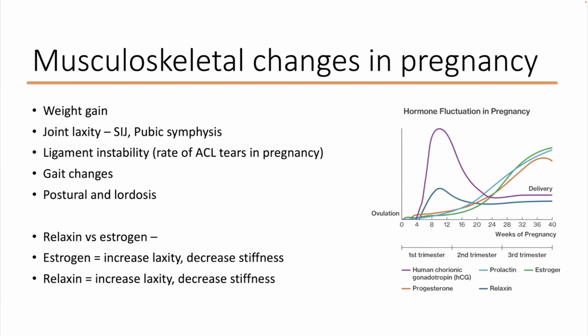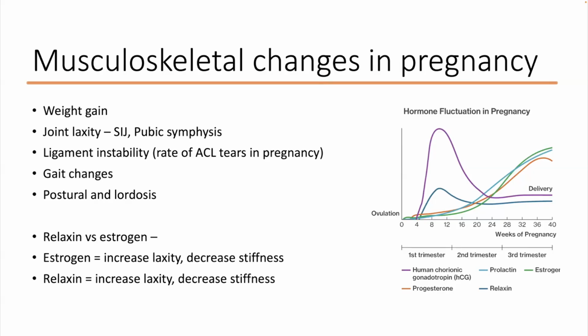So what are the musculoskeletal changes happening in pregnancy? Really what we care about, right, in the sports med world. Weight gain, naturally, right? That's going to happen. The joint laxity increases, SI joint, pubic symphysis. We'll see increased risk of ACL tears, ligament instability, gait changes, and of course, postural changes.